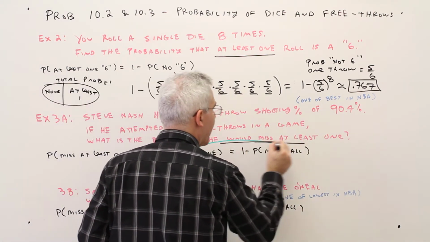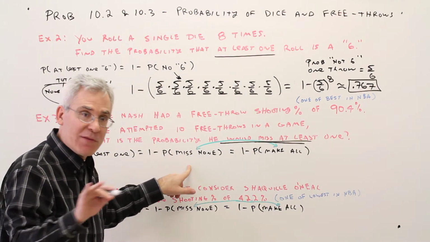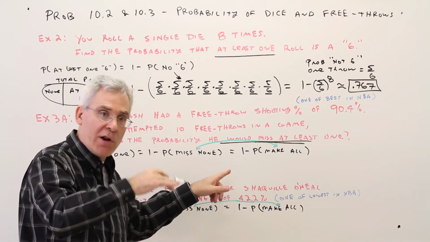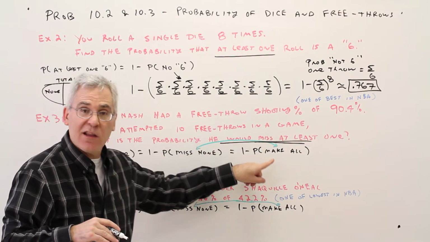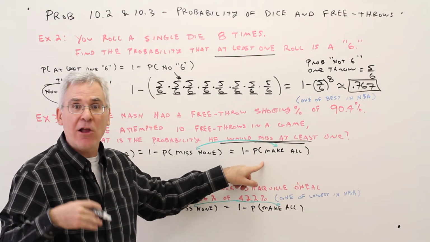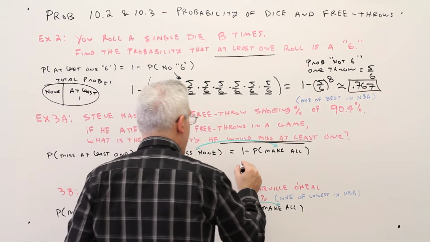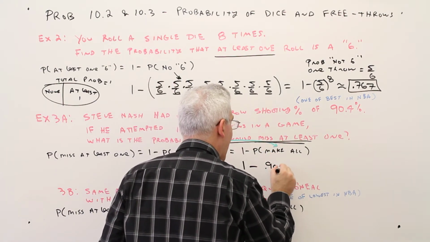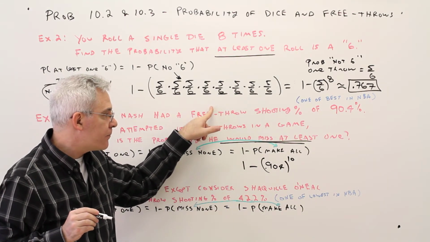Again, probability of missing at least one is the same as 1 minus the probability of missing none. Either it's going to rain or it's not going to rain. Either you're going to have at least one of something or none of something. And hopefully you're okay with missing none is really the same as making all. So it's now 1 minus the probability of making all 10 free throws. So now I'm just going to borrow that template right there, and it's going to be 1 minus 0.904 raised to the 10th, just like that template there.